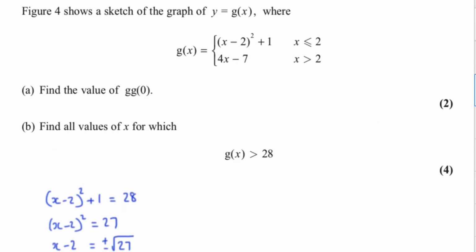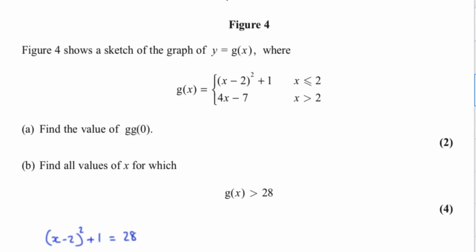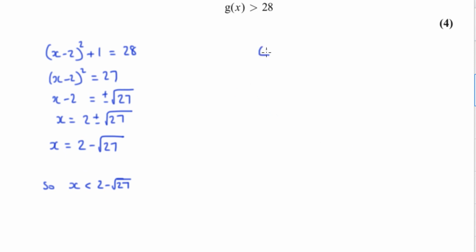And if we do the same thing for the 4x minus 7, it needs to be greater than 28. If I add the 7 on and divide by 4, then I need x to be bigger than 35 over 4. So those are my 2 answers. x needs to be less than 2 minus root 27, or x needs to be greater than 35 over 4.